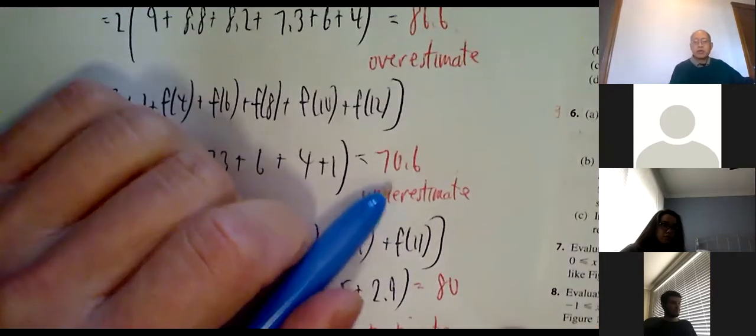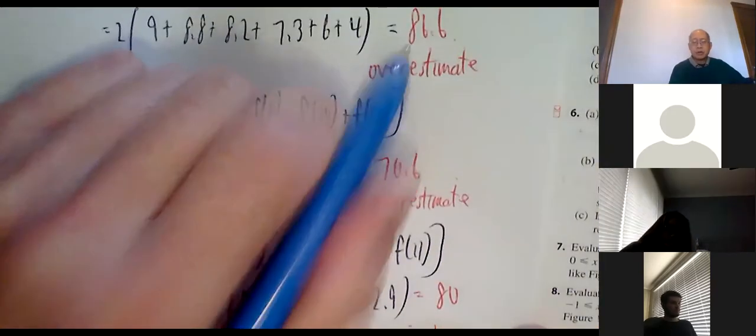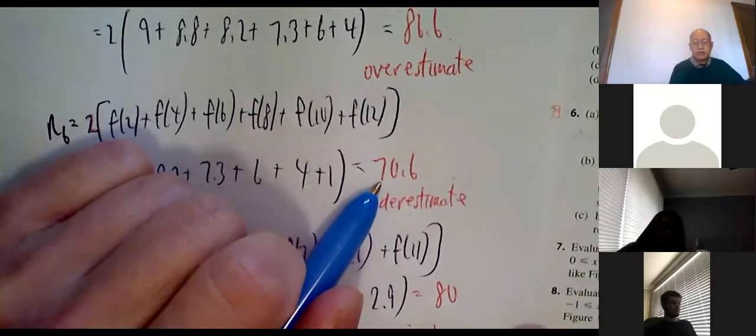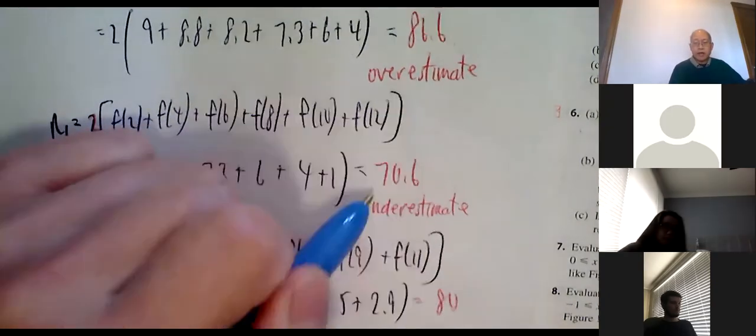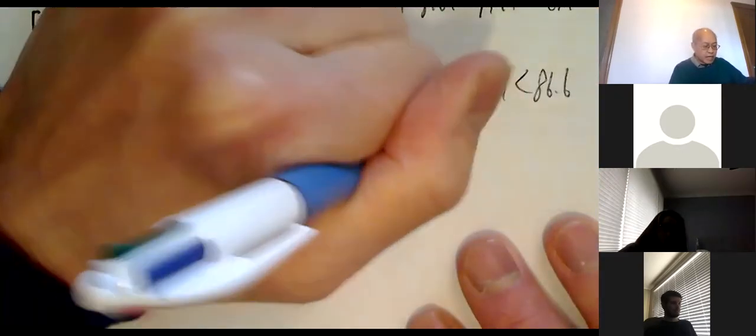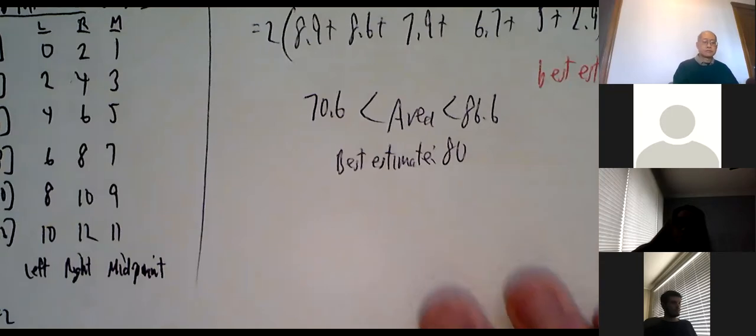Okay, so what I'm going to say, in this problem, I know for sure the area is between 70.6 and 86.6 because this is for sure an underestimate. This is an overestimate. So the true area lies between 70.6 and 86.6. And our best guess, our best estimate, is 80 for now.